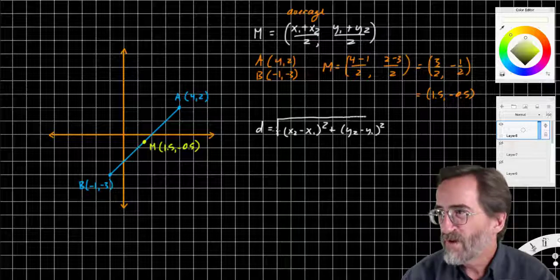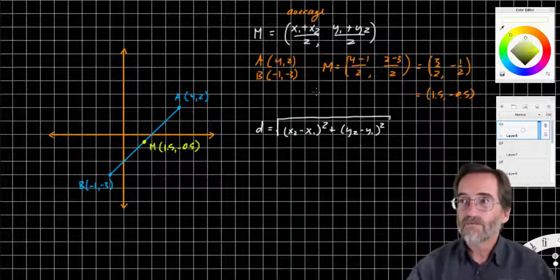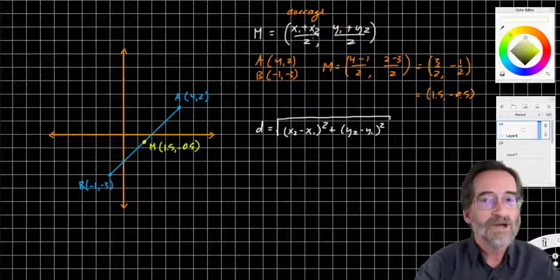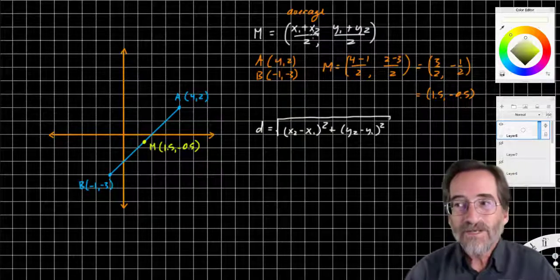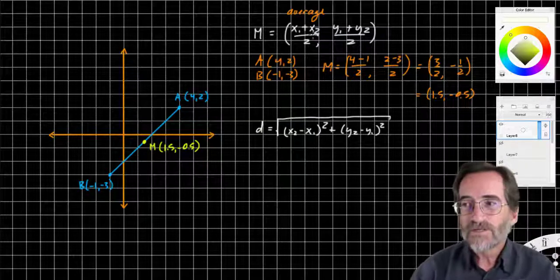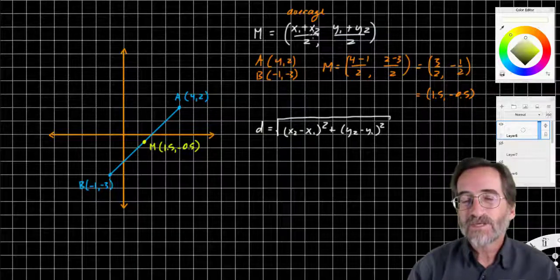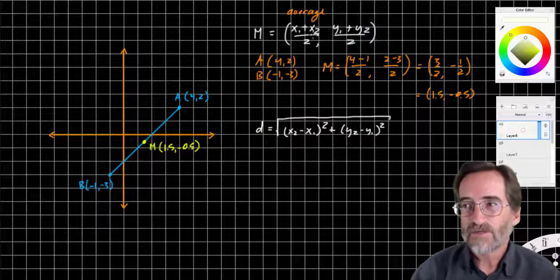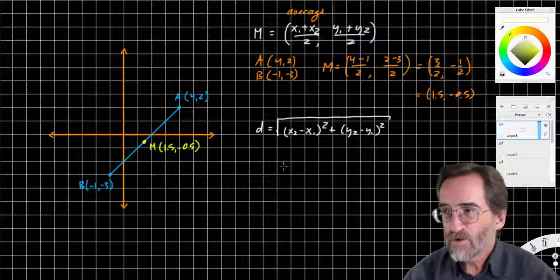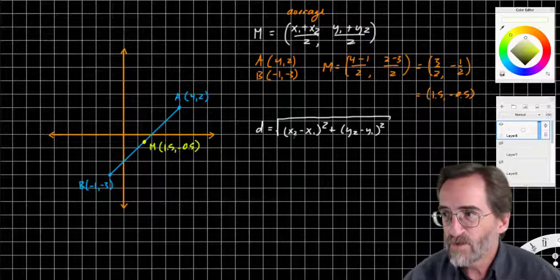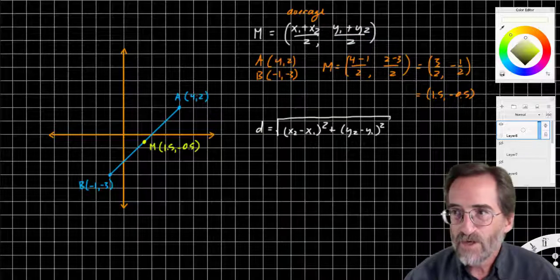Now the cool thing about the distance formula, just like in the midpoint formula where the order doesn't matter, is that the order actually doesn't matter in the x's and the y's here either, because all we're considering is how far apart things are. Let me show you a quick example here.